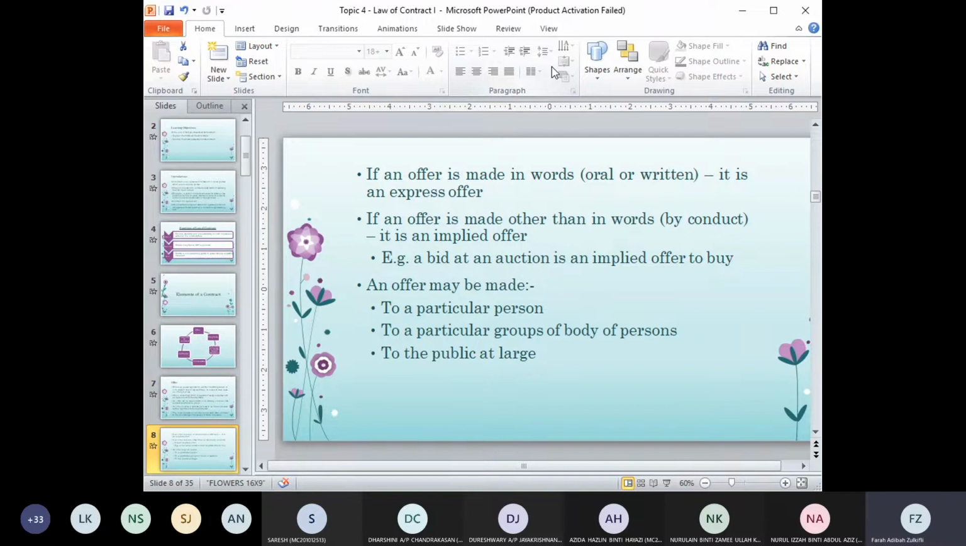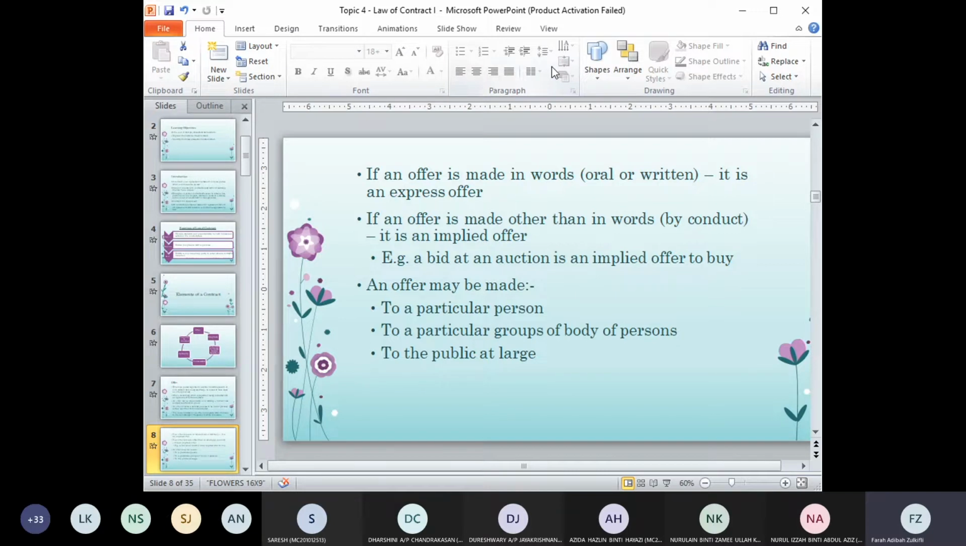Similarly, in an auction, I'm not sure if you have been to an auction, but if someone advertises to sell something during an auction, you offer to buy that thing not by saying anything, but by putting your card up. If you put your card number up, it is an implied offer because you did not say anything. So it is by conduct. Whenever you make an offer by not saying anything, it is what we call an implied offer.